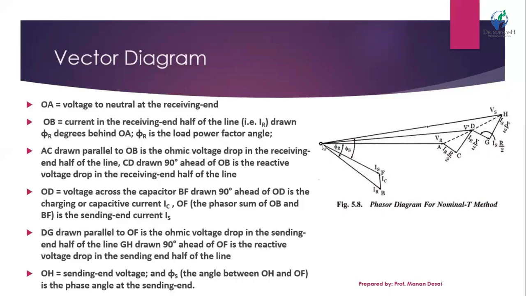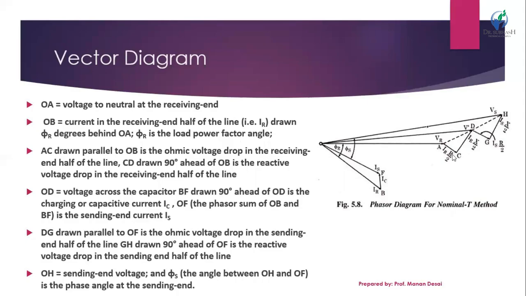Then OB. OB means IR, the receiving end current. OB is drawn lagging by phi R angle behind the OA. Obviously it is lagging because of the inductive effect, as the whole transmission line is inductive. So phi R is the load power factor angle.